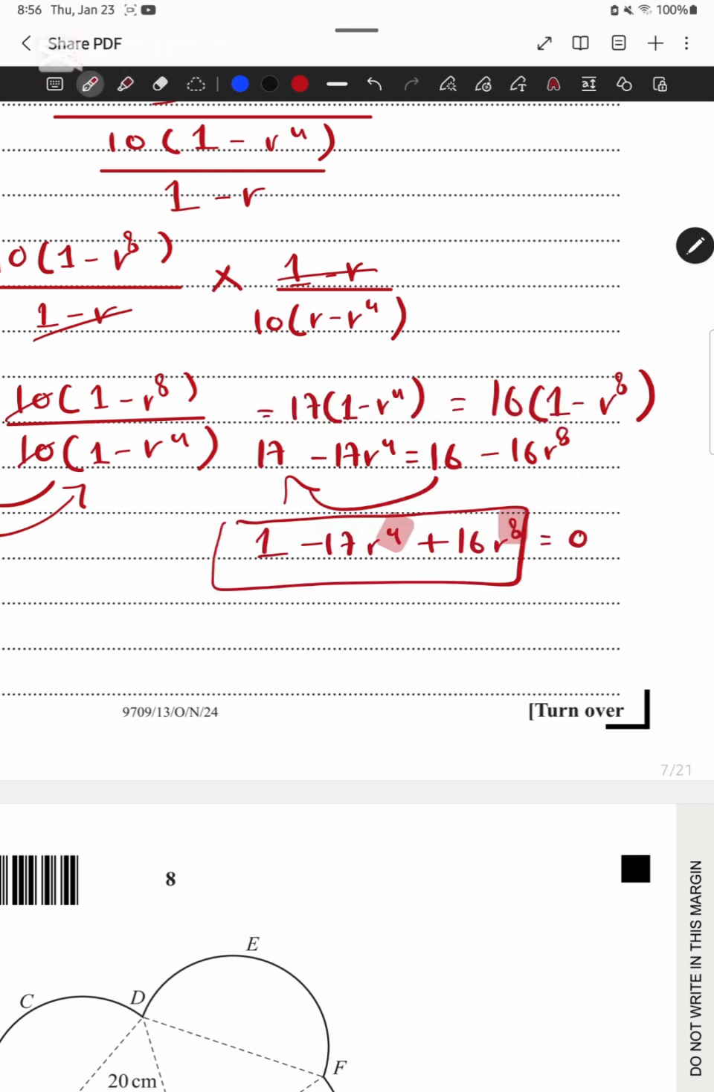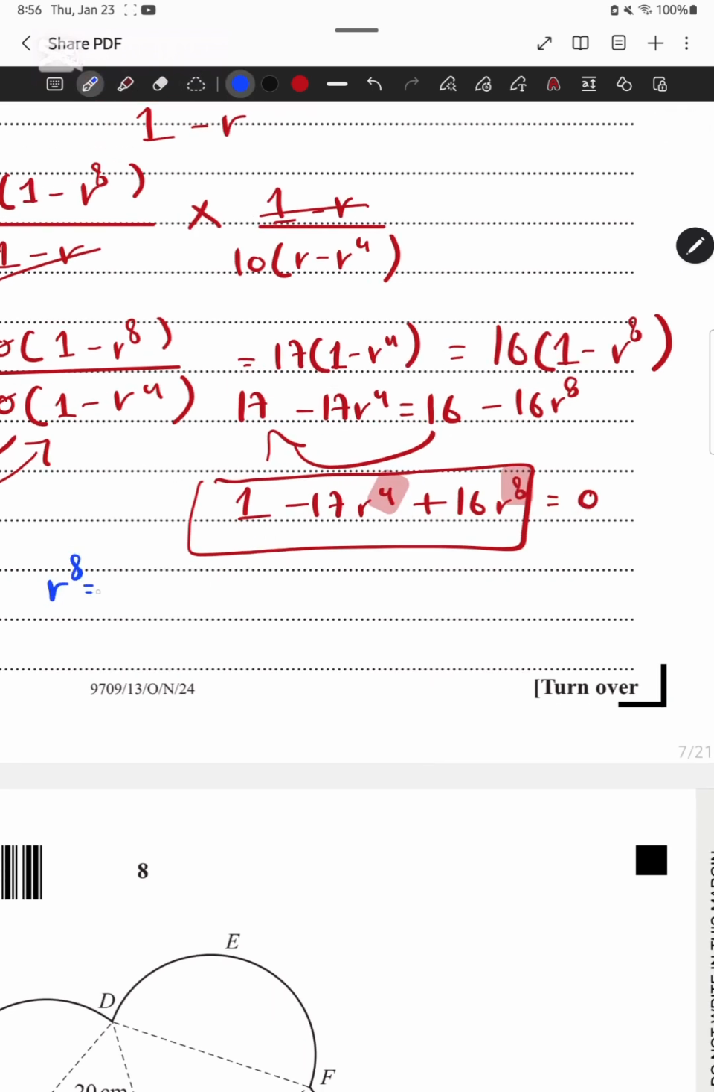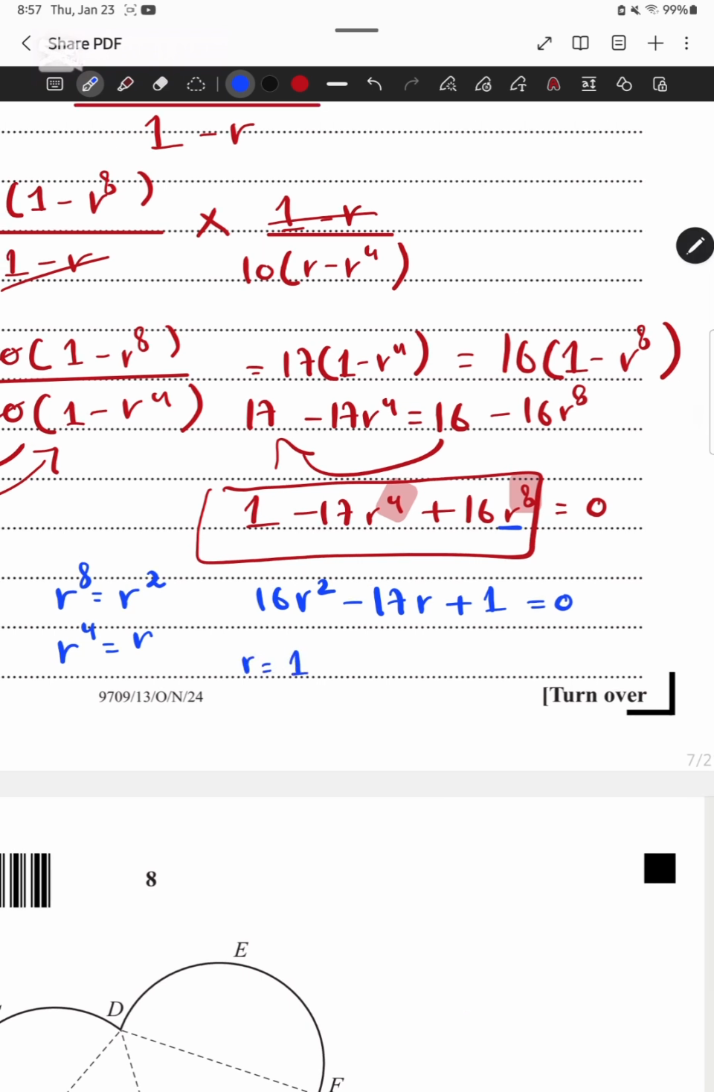So what we're going to do is assume that r^8 is equal to r^2, so r^4 will be r, because what is half of 8? It's 4. So r to the power 4 will be r, and we will solve our equation like this. We'll replace r^8 with r^2 and r^4 with r, and we're left with 1 - 17r + 16r^2 = 0. Let's put this equation in our calculator and find the value of r. We're getting r equals 1, and the other one is r equals 1 upon 16.